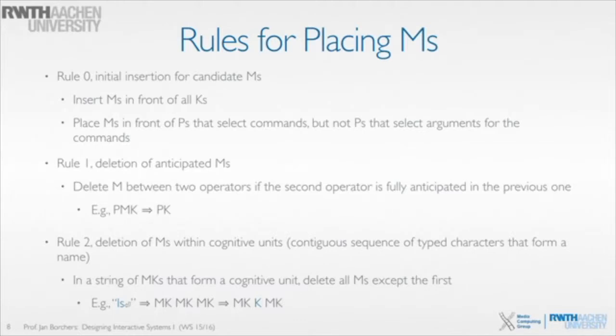But not if the P, the pointing, is there in order to select an argument for the command. So then you've got lots of M's thrown into your sequence of elementary physical operations, and then you take them away again. The first ones that you take away are the ones that are anticipated.